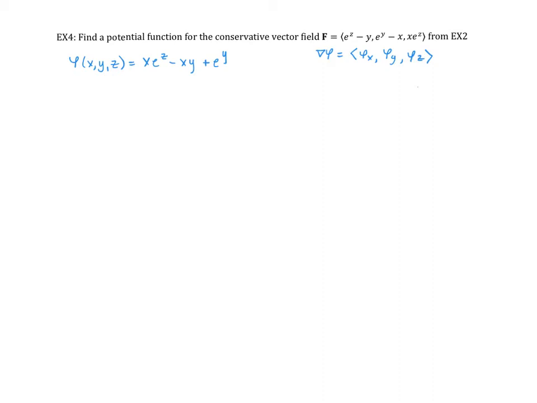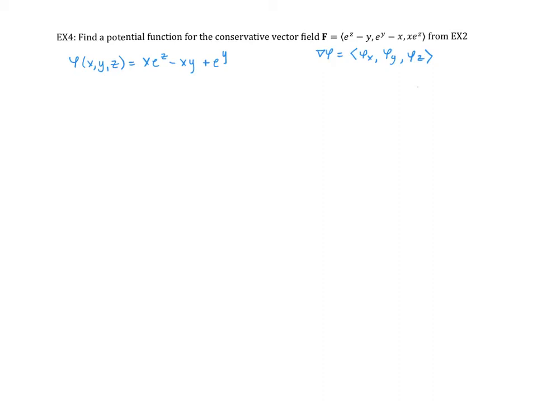Now let's look at our third component, x e to the z. That has to be equal to the partial derivative of phi with respect to z. If I integrate with respect to z, I get x e to the z, which is already listed in my possible potential function phi.